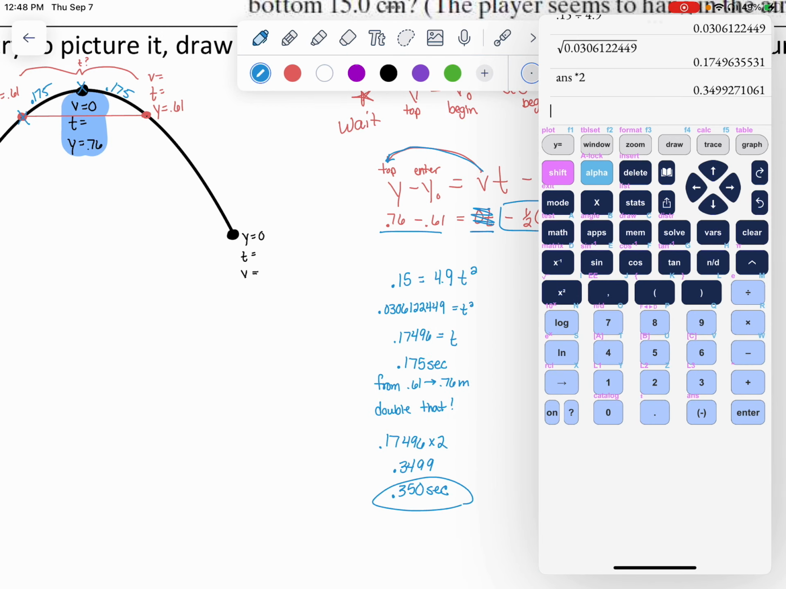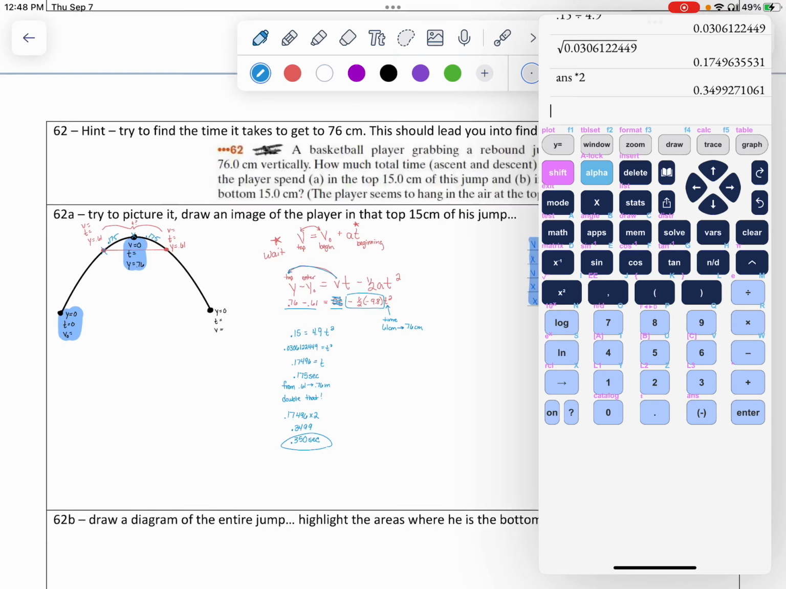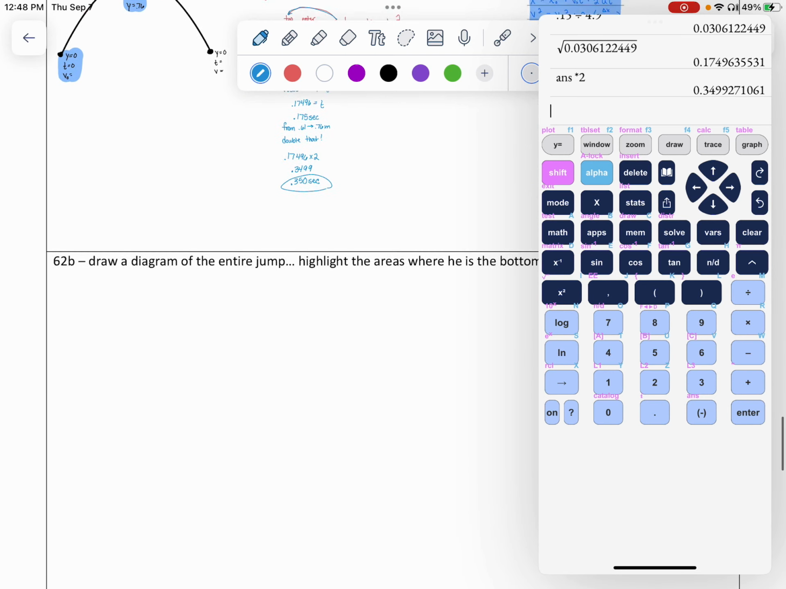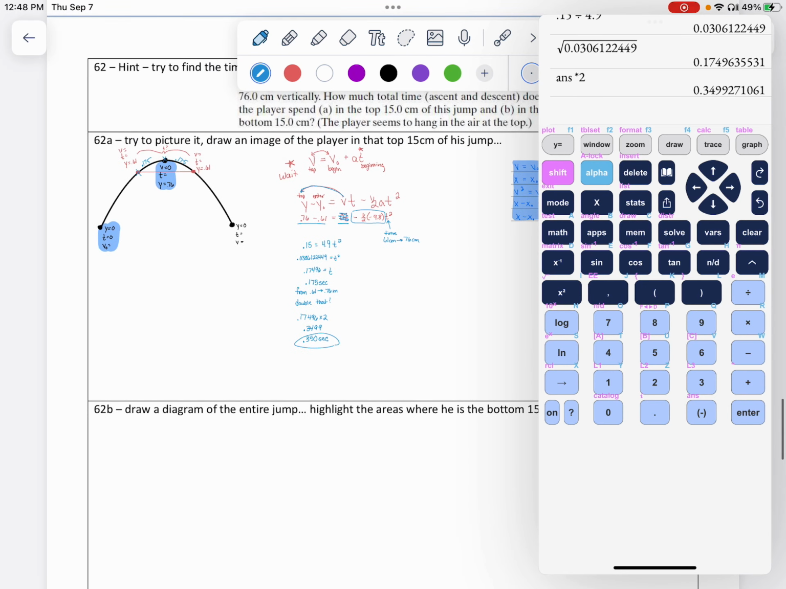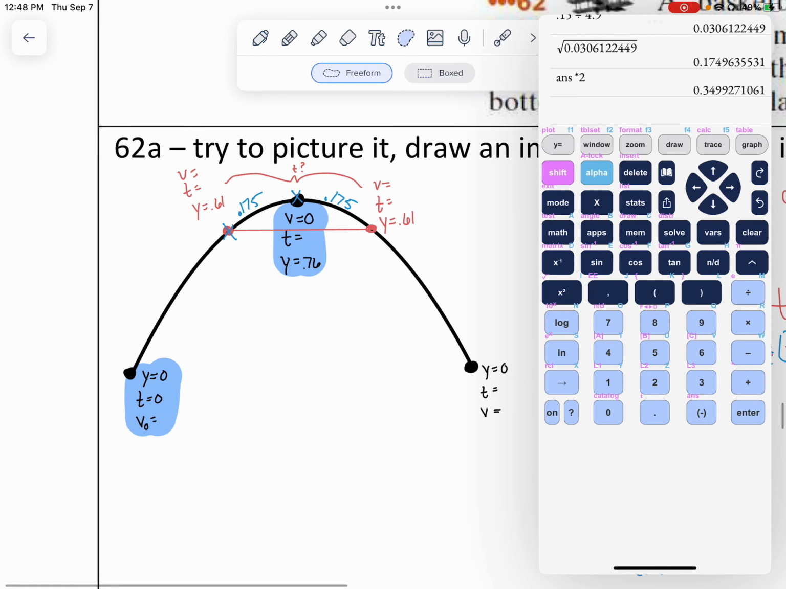That's how I did it. That is not necessarily the way you have to do it. Okay. Now, here's our jump again. So let me just copy my picture if I can. I think that's going to help me here.